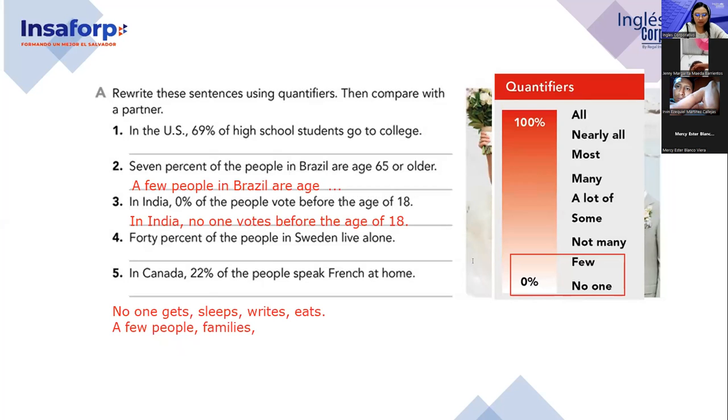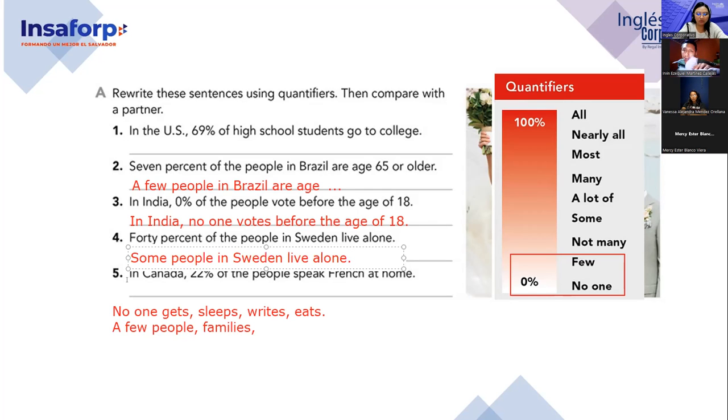Are 65 or older. Number 4, 40%. ¿Cuál ocuparon ustedes? Some. Some, muy bien. Some, ese es el quantifier. ¿Cuál es el nombre en plural o el sujeto en plural? People. Entonces, no puedo agregarle of the people. No, tiene que ir exactamente seguido de some people. Nombre en plural. Some people in Sweden. ¿Qué pasa con ellos? Live.